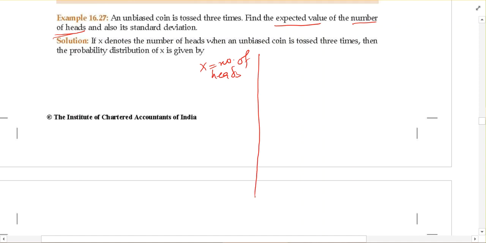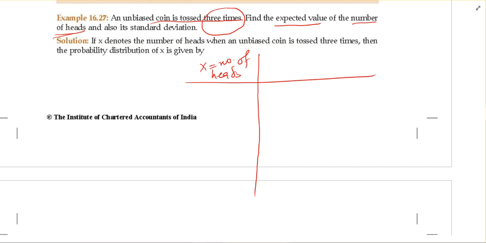Now just take a look, what did you do? What was the experiment actually? The experiment was that the coin is tossed 3 times, and what you have to find is the number of heads. So out of 3 tosses, what are the possibilities? Head can occur 0 times, or once, or twice, or thrice. So these are the values of X. Now p, or for convenience let's say f.